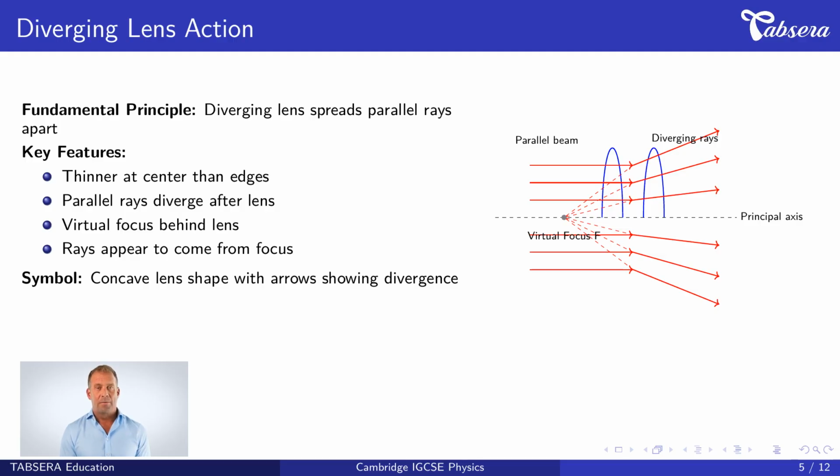The diagram shows parallel rays entering from the left. After passing through the lens, they diverge outward. The dashed lines show virtual rays extending backward to meet at the virtual focus F. This spreading effect is the defining characteristic of a diverging lens.